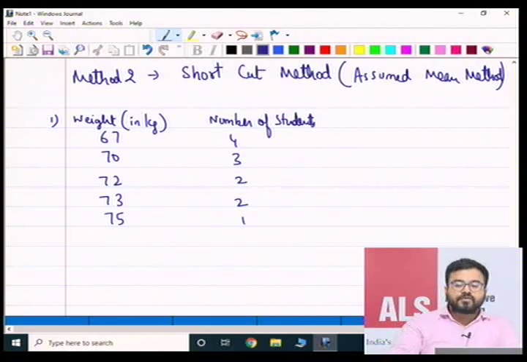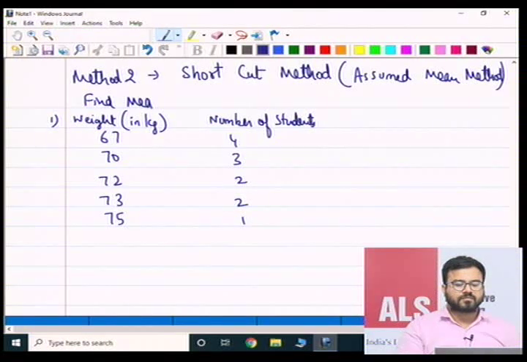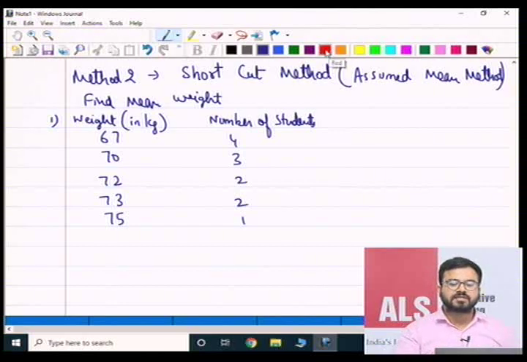Now if we are going to do it by the assumed mean method, since we have to find the mean weight, although you can solve it by the normal way, you can see the weight is a 2-digit number. So multiplying 67 by 4, then 72 by 2, 75 by 1, we will get again a 2-digit or maybe 3-digit number. Adding them up may give us a 3-digit or 4-digit number. So the calculation is going to be very large. To reduce the calculation, we can take help of this method, which is known as the assumed mean method.